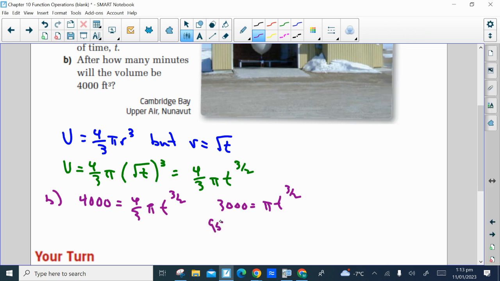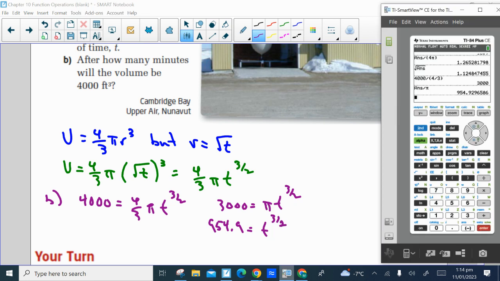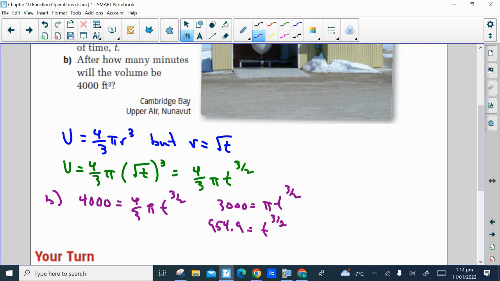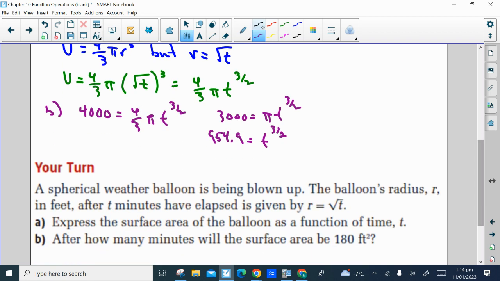954.9 will equal t to the power 3/2. And to get what t is, we need to get rid of the power 3/2. We can do that by raising both sides to the reciprocal of 3/2, which is 2/3. On the right, you'd multiply those exponents together. That's what you do when you have one exponent raised to another, and you're going to get t to the 6/6, or t to the 1, or just t.